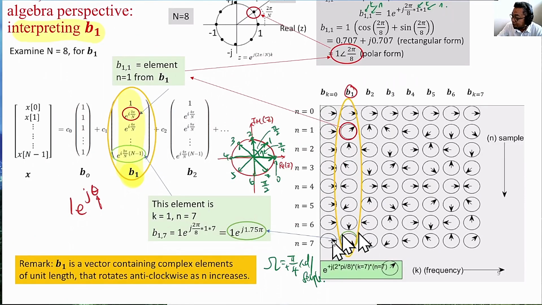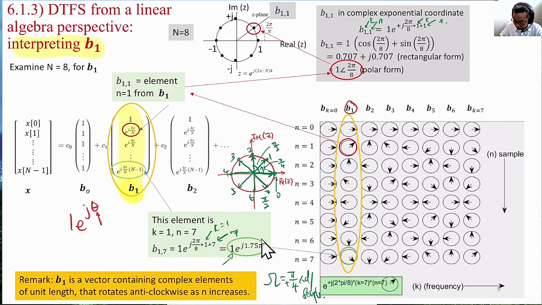Of course, the last value I also calculated for you. This is k equals 1, and small n equals 7. Then I calculated it as magnitude 1, and the theta is 1.75 pi. Now, what's the other cool interpretation?